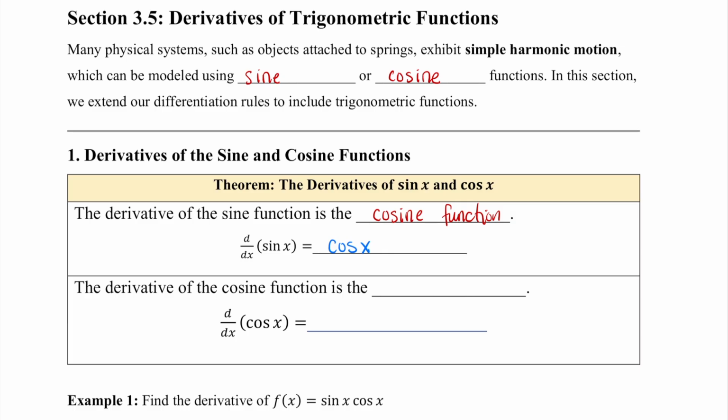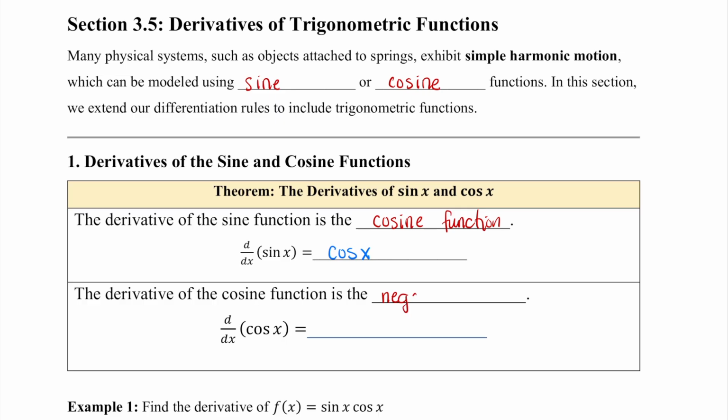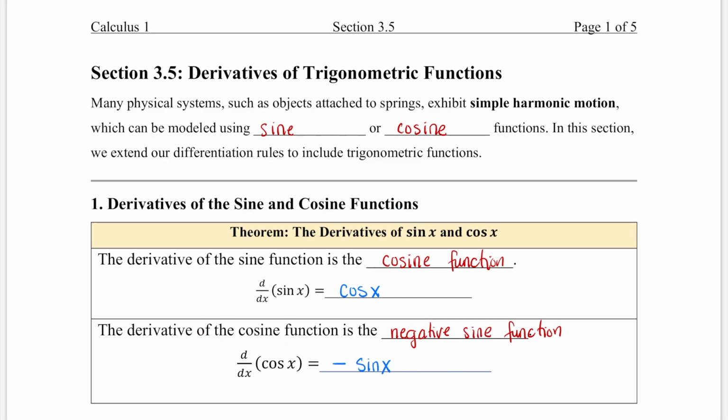Next, look at cosine. The derivative of the cosine function is the negative sine function. So we write d over dx of cosine of x equals negative sine of x. These two formulas are very important, and we will use them frequently when differentiating trigonometric functions.